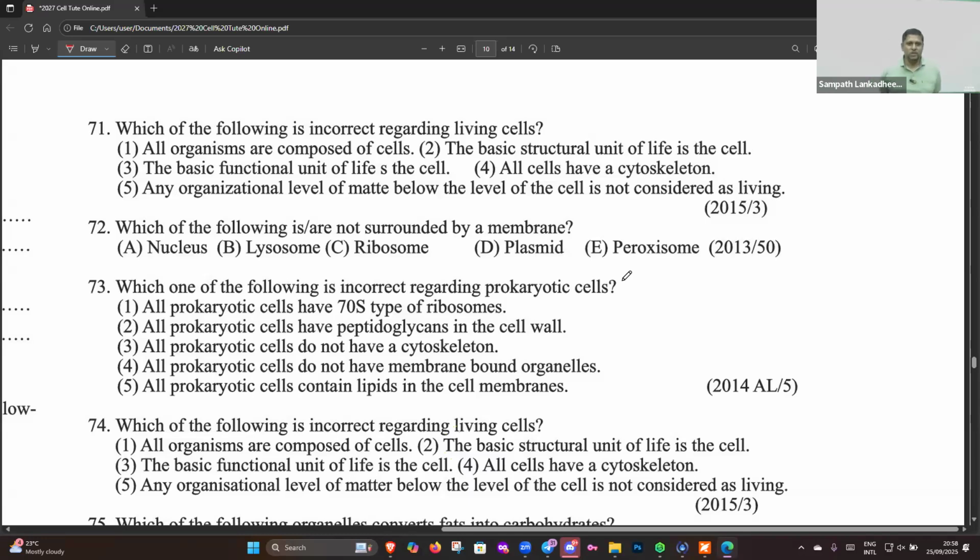Question number 71. Which of the following is incorrect regarding living cells? All organisms are composed of cells. Yeah. Cell is a basic structural unit, basic functional unit. All cells have cytoskeleton. No. Any organization level of matter below the level of the cell is not considered as living. Yeah, correct. So we have the answer, fourth one.